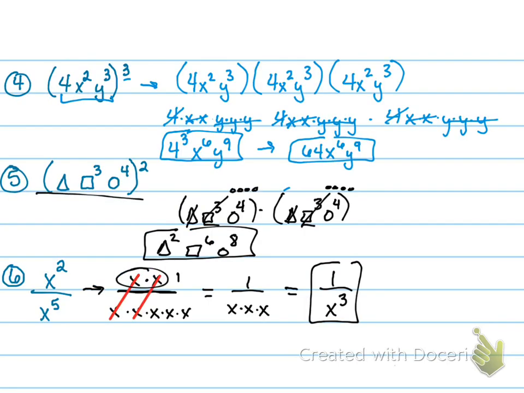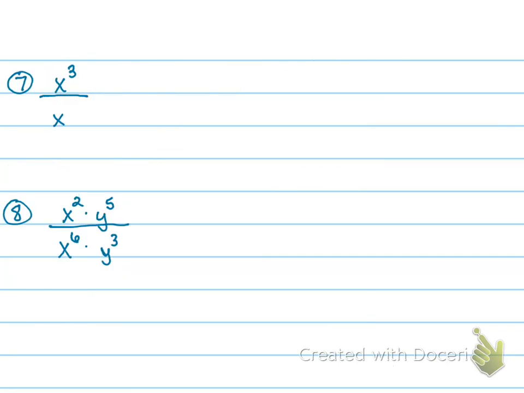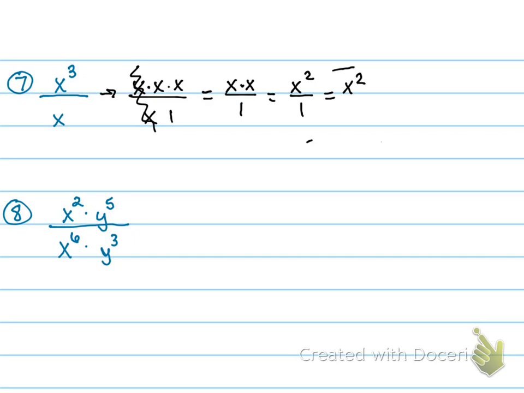What if there are more x's in the top instead of more x's in the bottom? Well, again, this is going to be x times x times x all over just 1 x. All right, and we see that one set of those will cancel each other out and leave 1 in the bottom. So we have x times x over 1, which could also be written as x squared over 1, or you could just leave that as x squared, just like we can leave 2 over 1 as just 2.